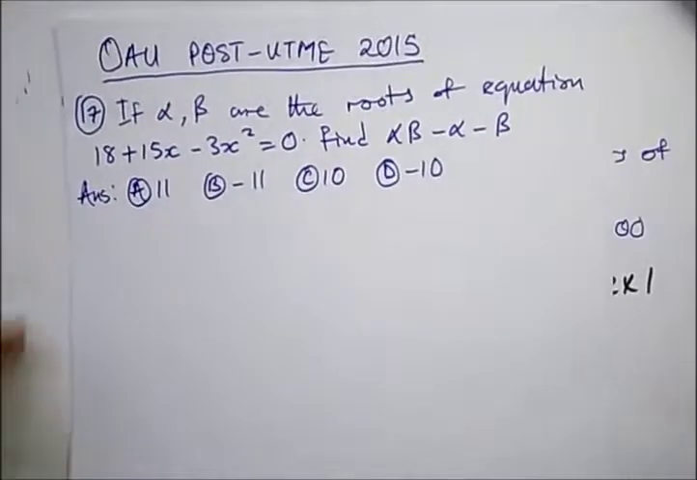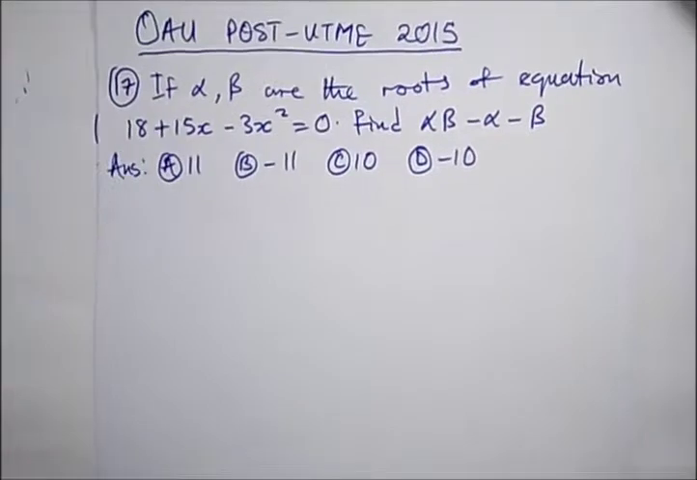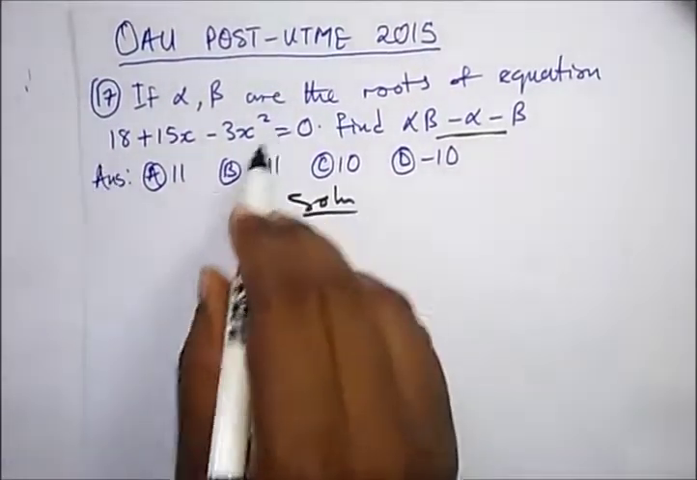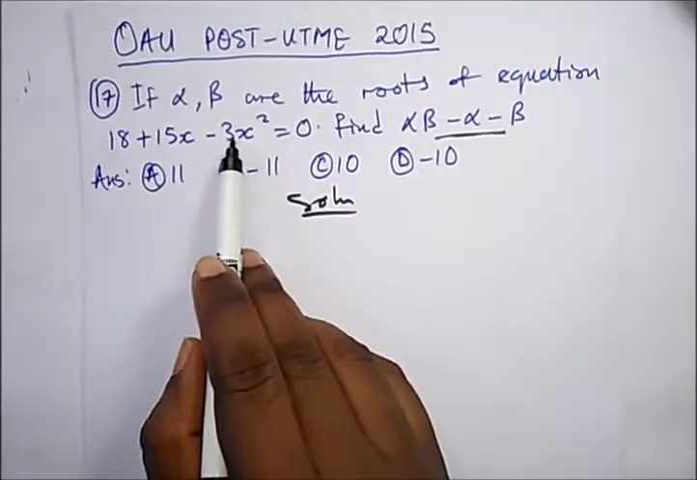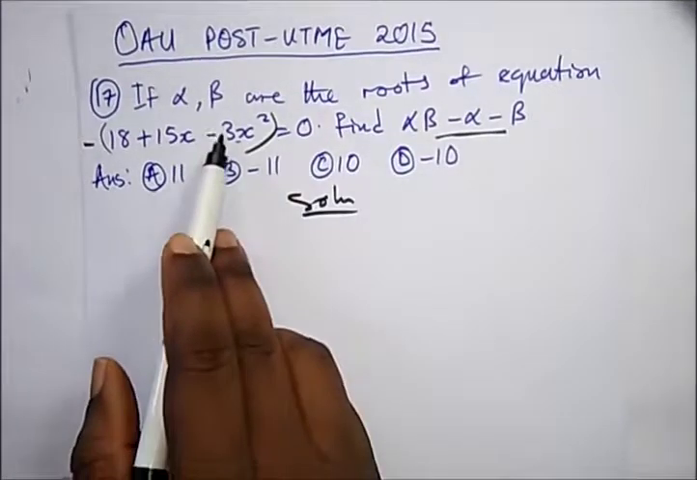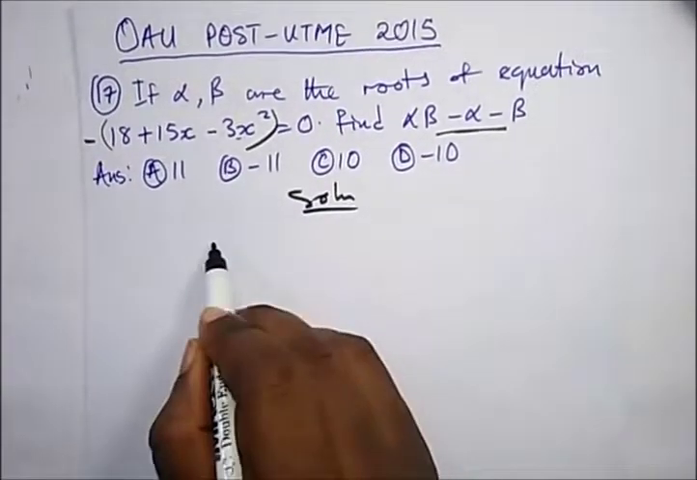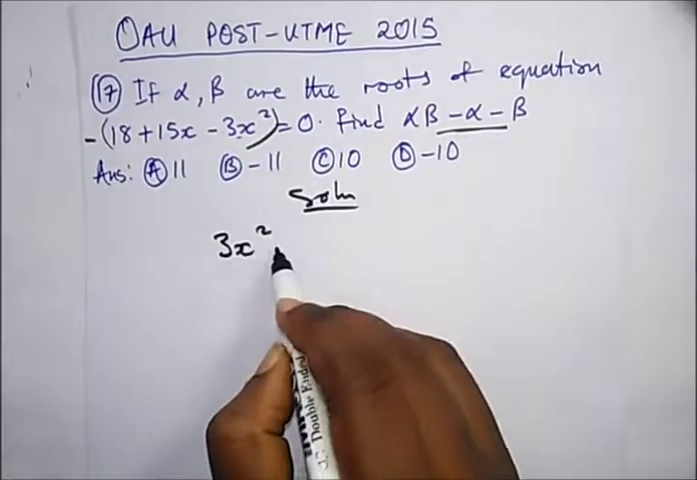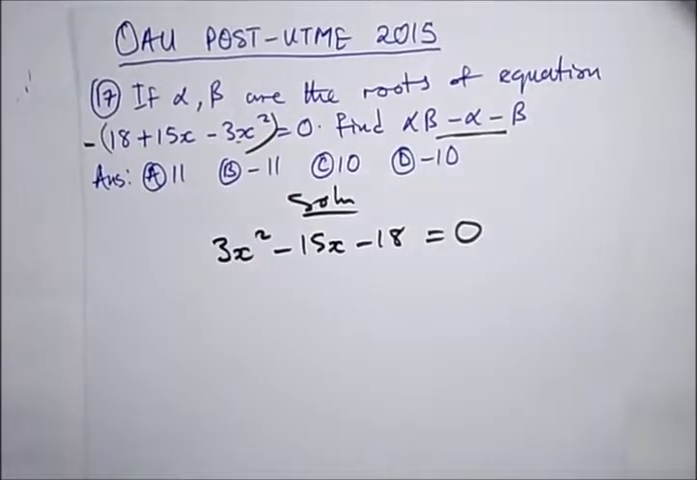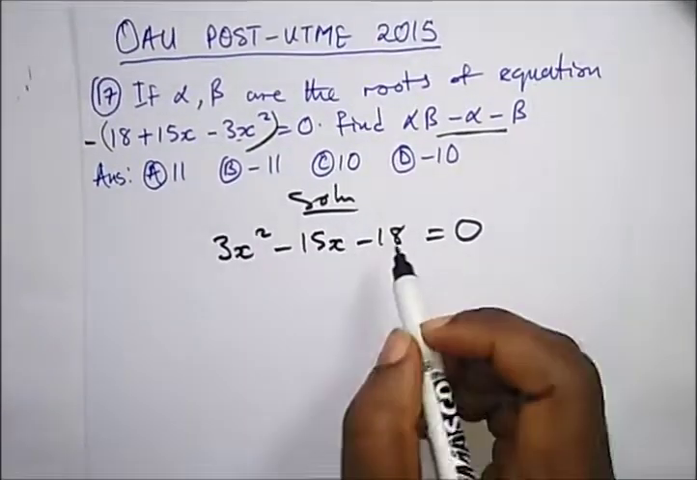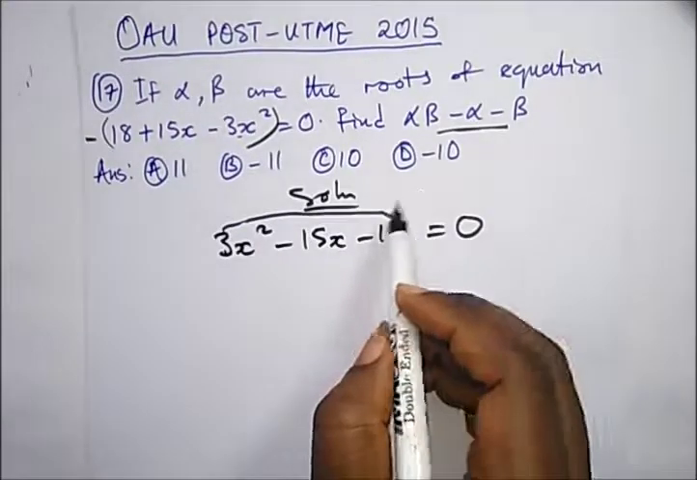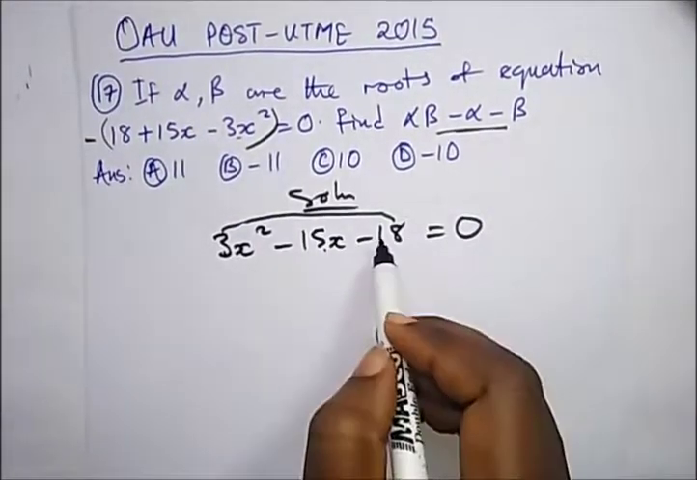Now it says if alpha and beta are the roots of the equation, find this. So we're going to look for the roots of this equation. Here this x squared is carrying a negative, so let us multiply everything by a negative sign, so this can be positive and we'll bring it out. So when we multiply, we have 3x squared minus 15x minus 18 equal to 0. Here we're going to look for the factors of 3 times 18 that will give us 15, which is simply 18 and 3.